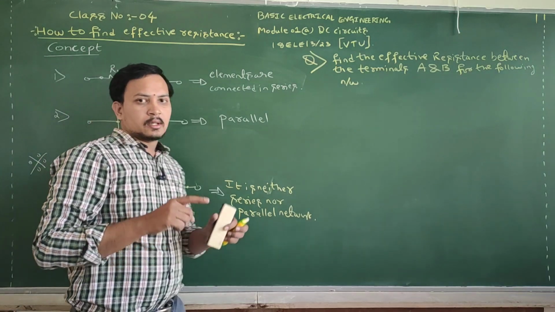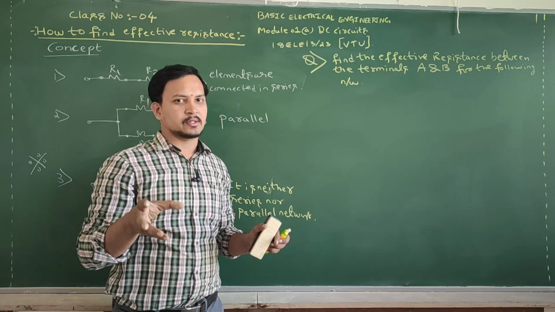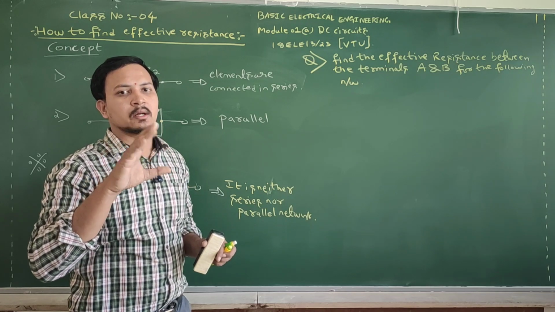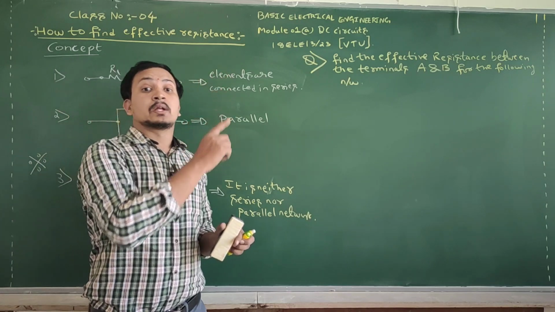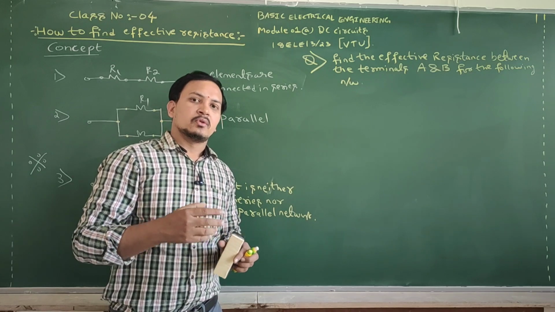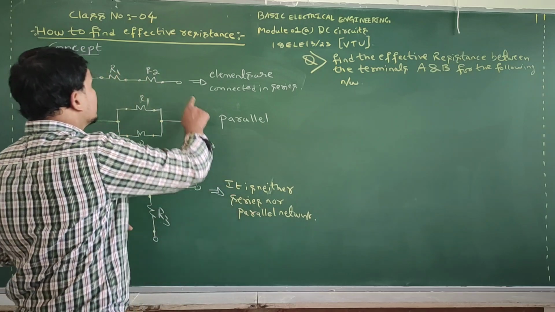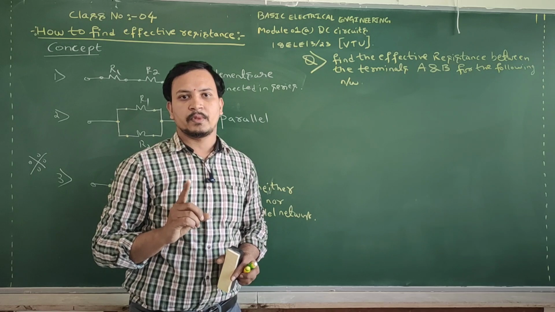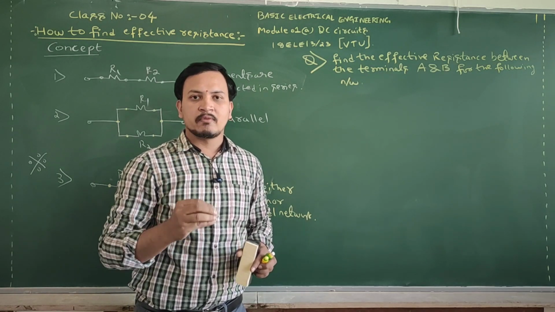Why? Because every network will have elements, maybe resistor, inductor or capacitor. For the VTU syllabus, we are going to study only resistance elements. They will ask what is the current flowing in a respective resistor, what is the voltage across a certain resistor, and so on. To find that, you must know the effective resistance of the entire network. Effective resistance means the whole network becomes one resistor. That is called effective resistance, total resistance or equivalent resistance.